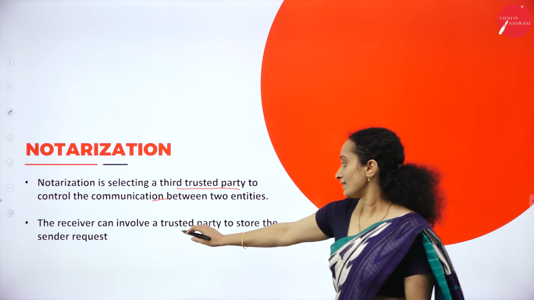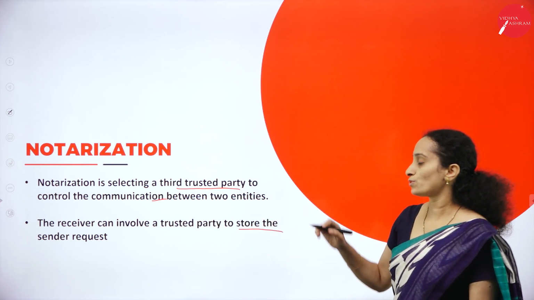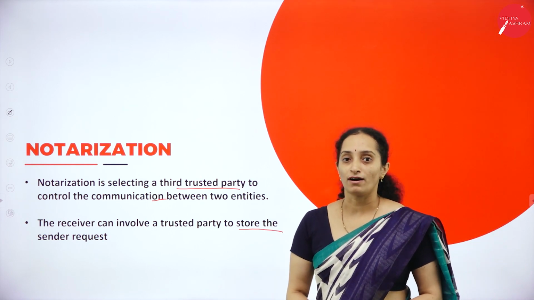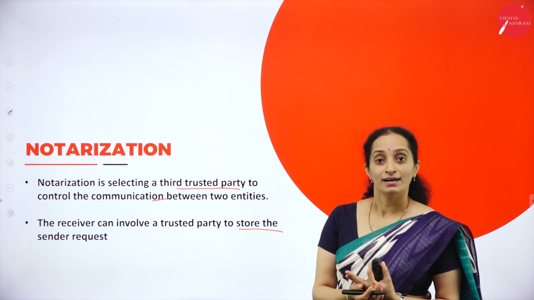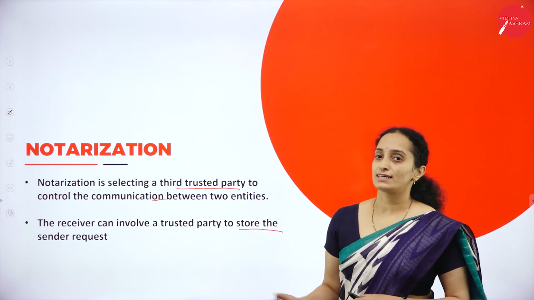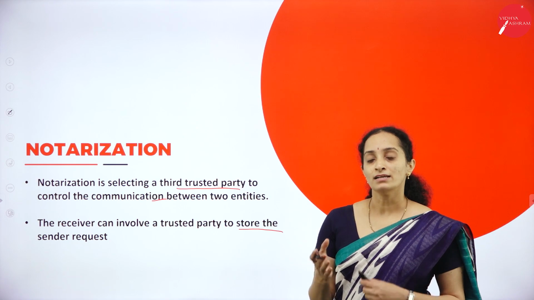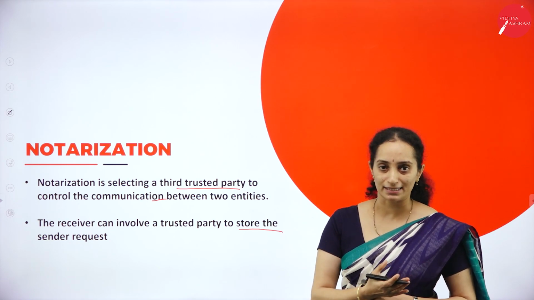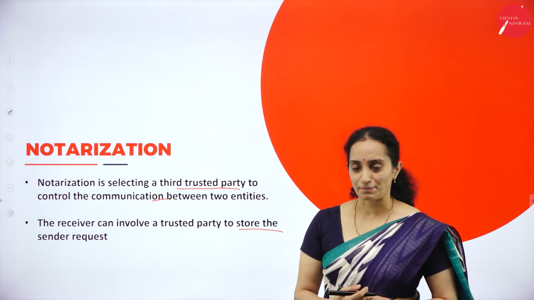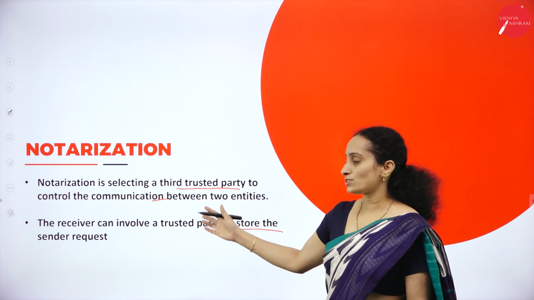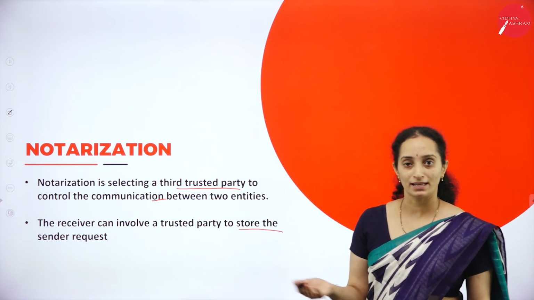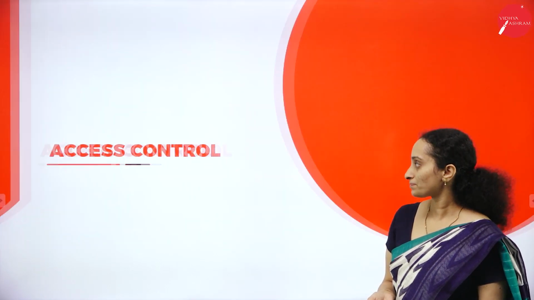The receiver can involve a trusted party to store the sender's request. This is useful in case of repudiation, where the sender will deny the message. What happens if you have a third party is, the third party will store the request sent by the sender as well as the request forwarded by the receiver. So this ensures that the repudiation attack will not happen in a network.